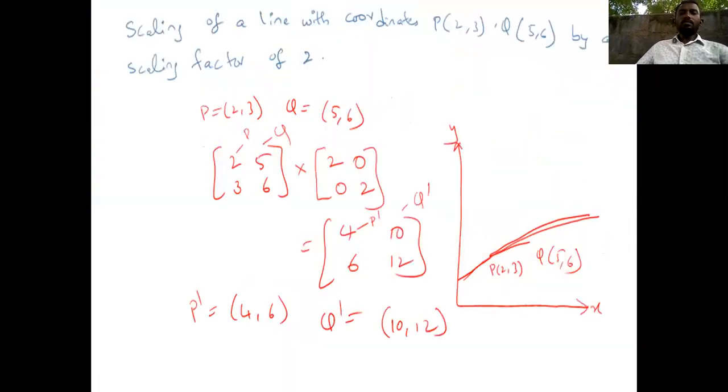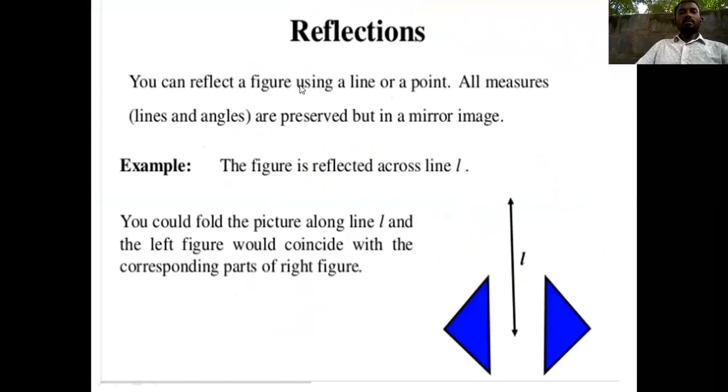See here. You can reflect a figure using a line or a point. You can take any object, or we can call it a figure, and if you want to reflect it, you do so by using a line or point. All measures, lines and angles are preserved, but in a mirror image only.